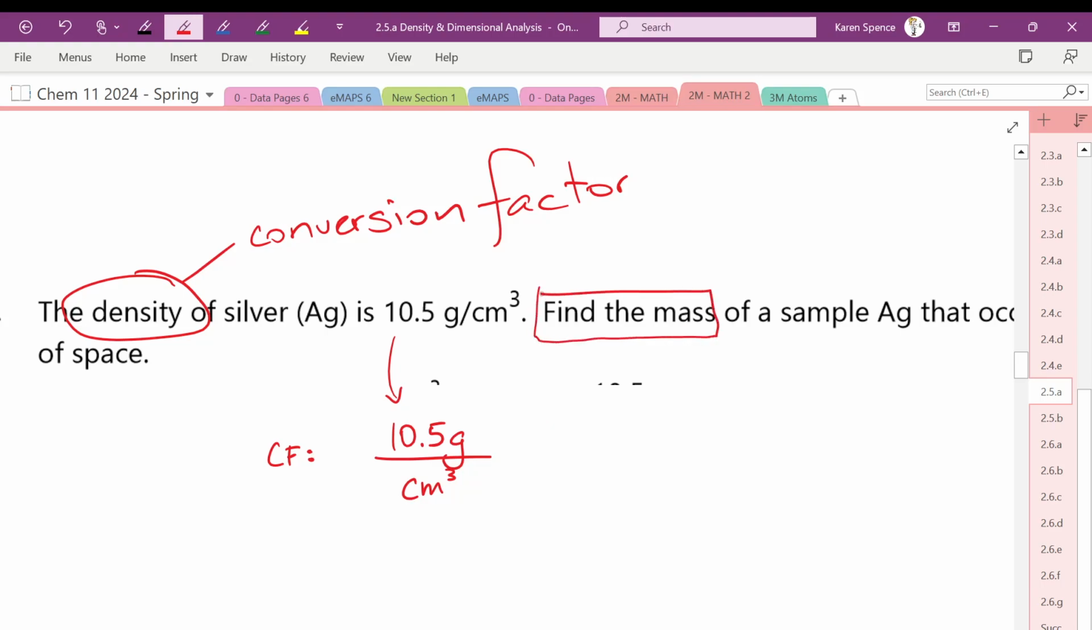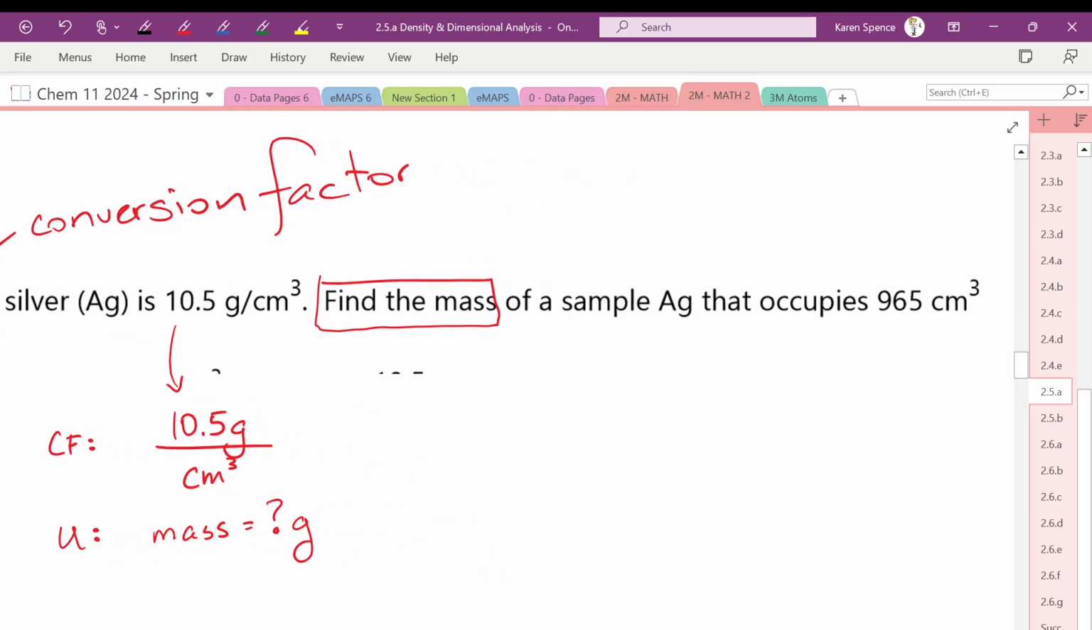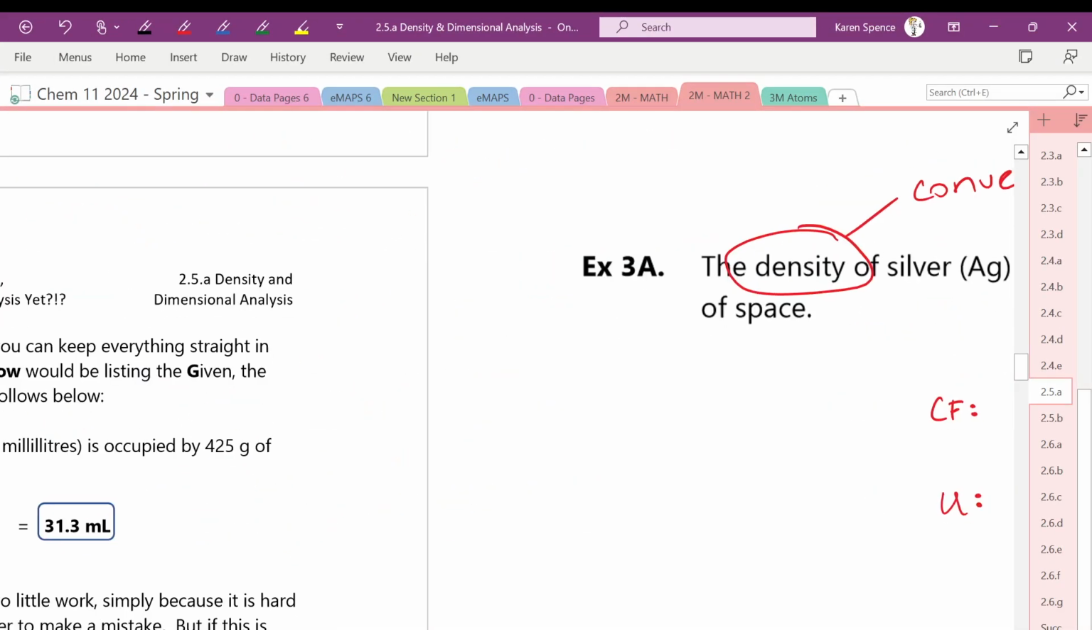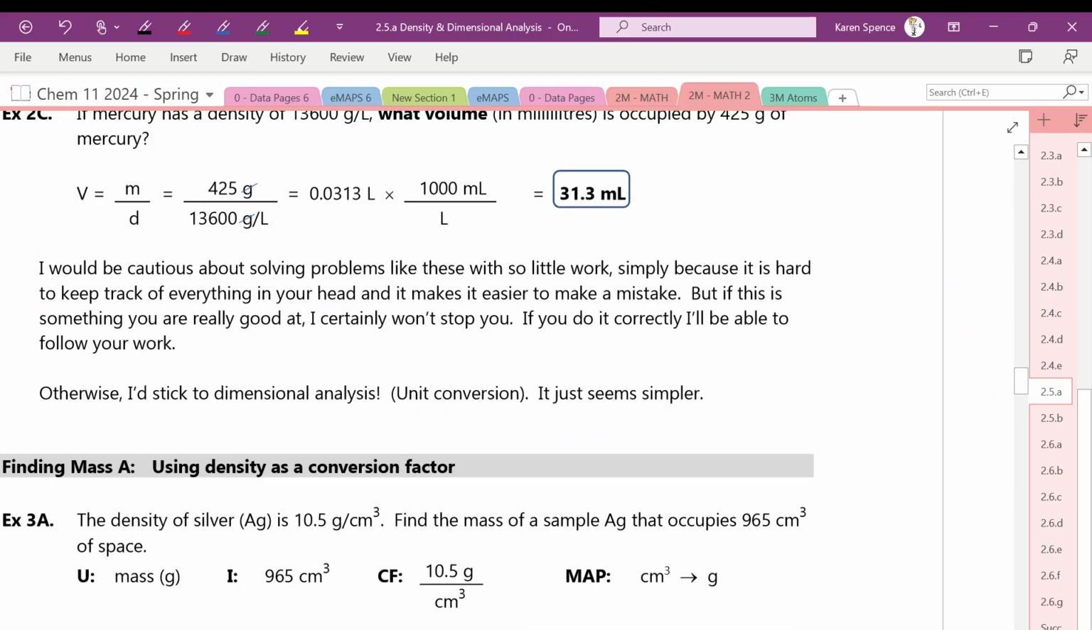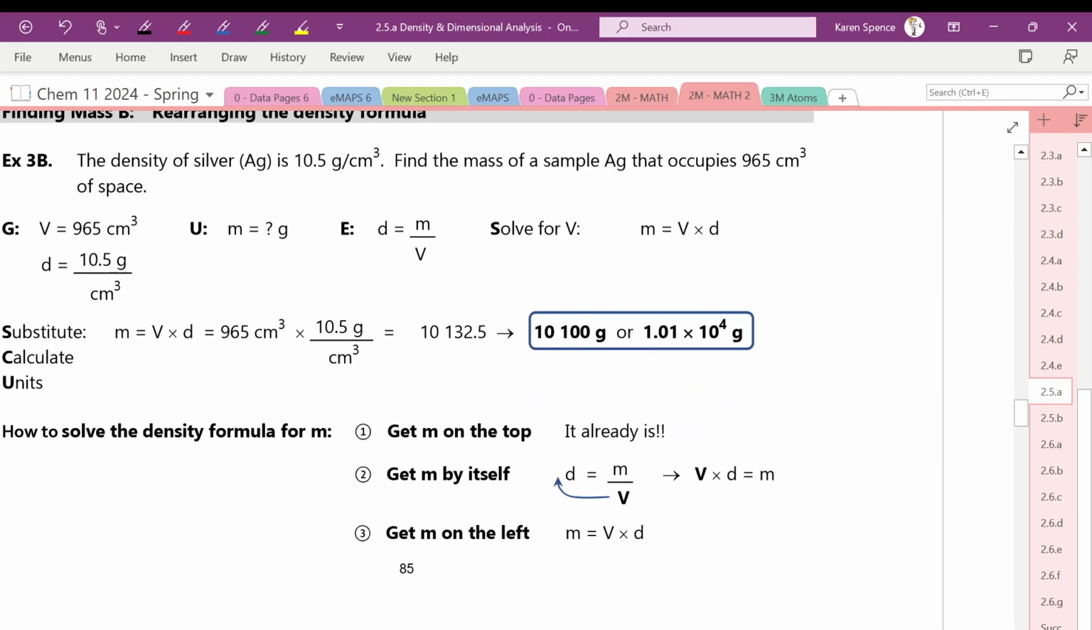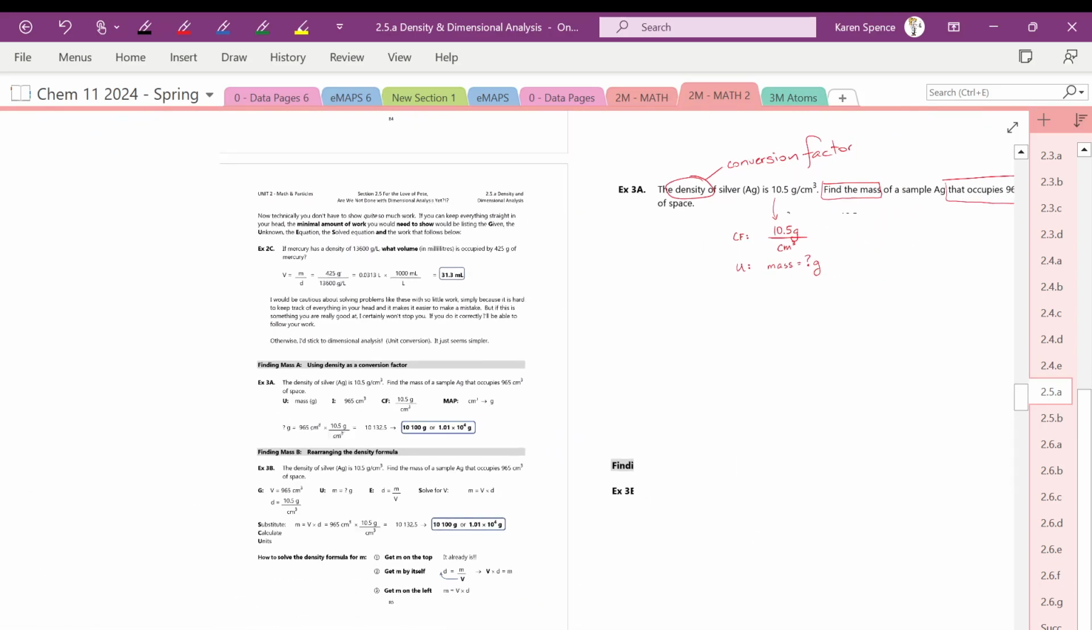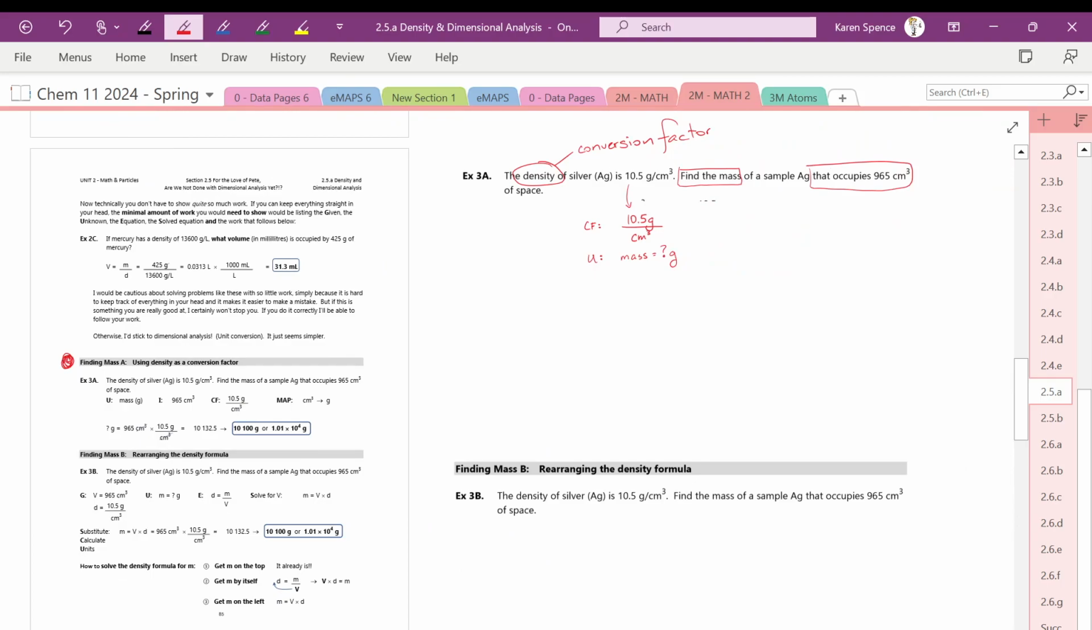Find the mass. Find the mass. That is our unknown. I'm going to guess it's in grams. Why not? Oh, look at this. This one is on page 85. So if you look on page 85, it's right here. Page 85, right there.